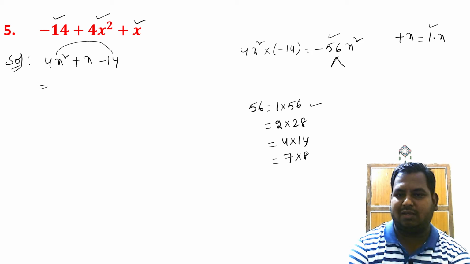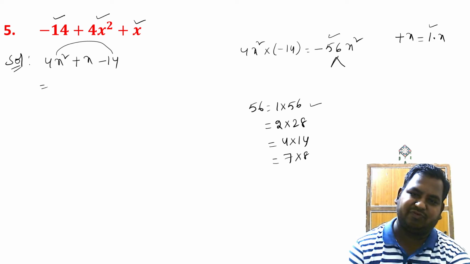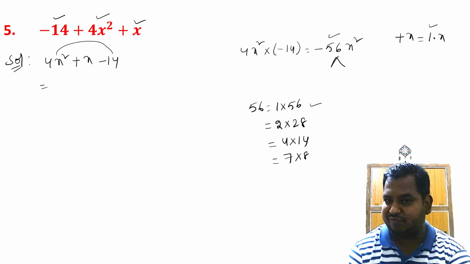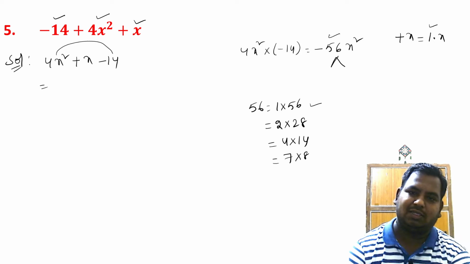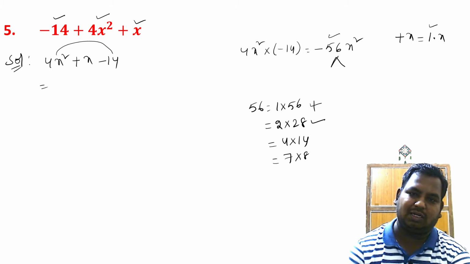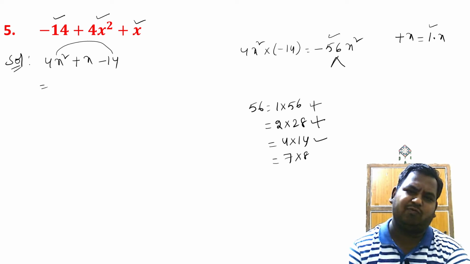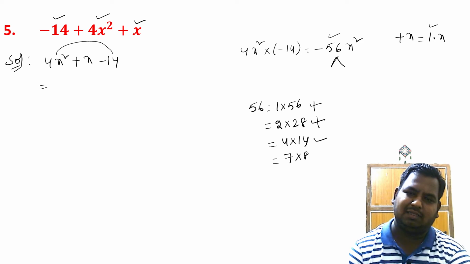We'll take first pair. We have 1 and 56. 1 plus 56 is 57. 1 minus 56 is minus 55. We are not getting 1. So first case is not acceptable. Next, second one. 2 plus 28 is 30. 2 minus 28 is minus 26. We are not getting 1. Second case not acceptable. Next, 4 plus 14 is 18. 4 minus 14 is minus 10. We are not getting 1. Even third case not acceptable.